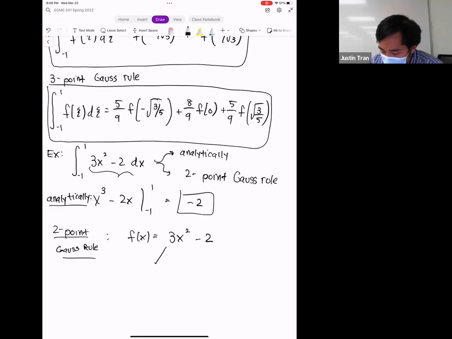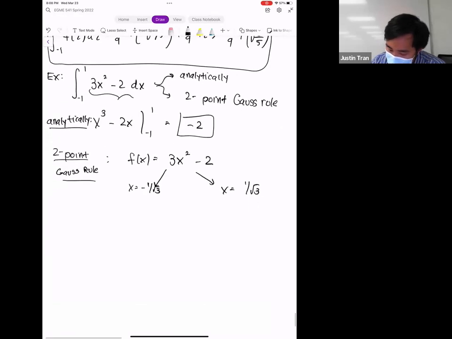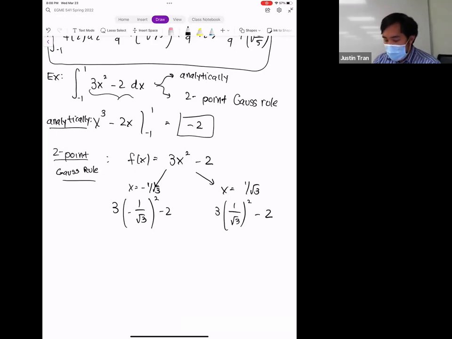Okay. So let's evaluate that at the 2 Gauss points. And so let's evaluate one at -1 over root 3. Okay. And we'll evaluate it at x is equal to 1 over root 3. Okay. And so we evaluate this at -1 over root 3. We have a 3. Okay. So you get 3 times -1 over root 3 squared minus 2. Okay. And we evaluate the integrand at 1 over root 3. So we have 3 times 1 over root 3 squared minus 2. Okay. And we're going to add these together.